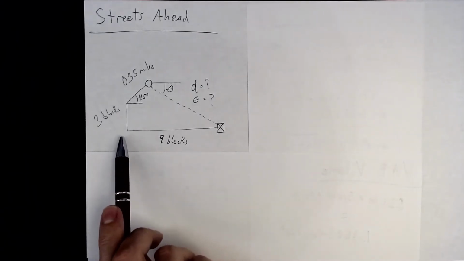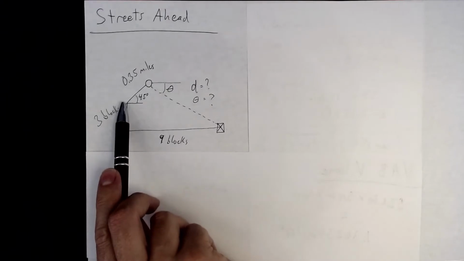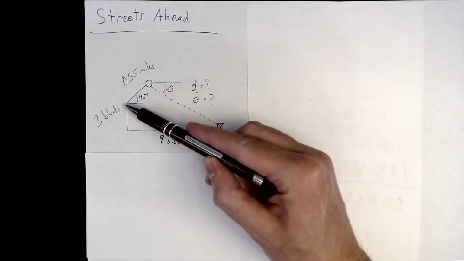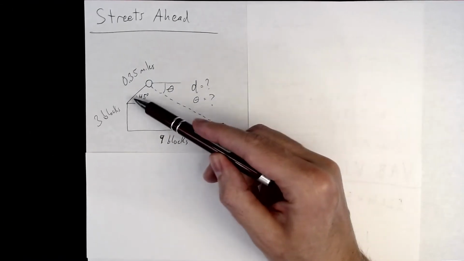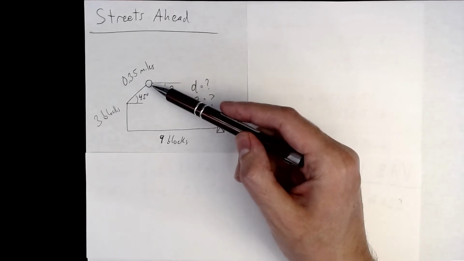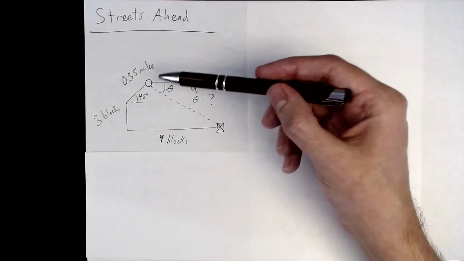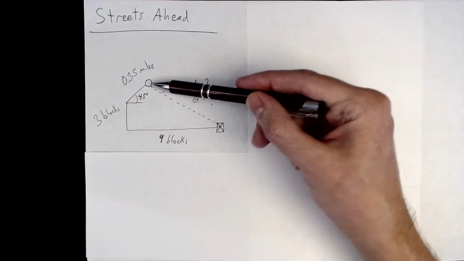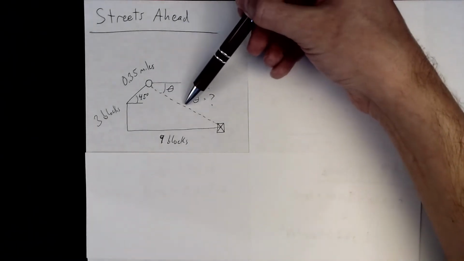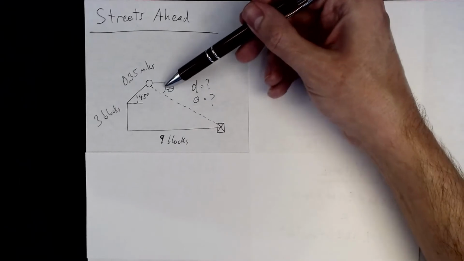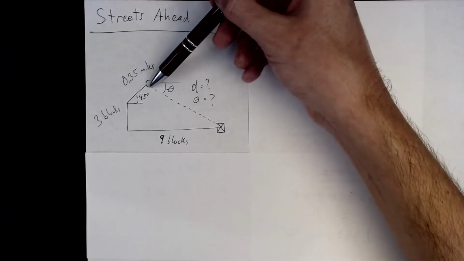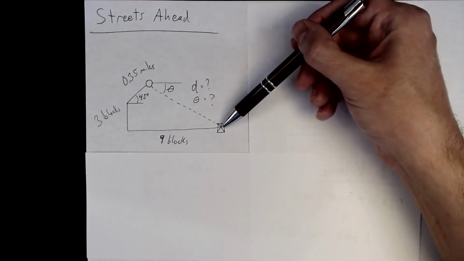And then I go 3 blocks north. And then, let's say there's a park or something right there, and I can cut through the park. And I go 0.35 miles exactly northeast through this park and end up at my friend's house. And I need to figure out the distance from my friend's house back to my house, and the angle that I'd need to look or shine a laser to get back to my house from there.